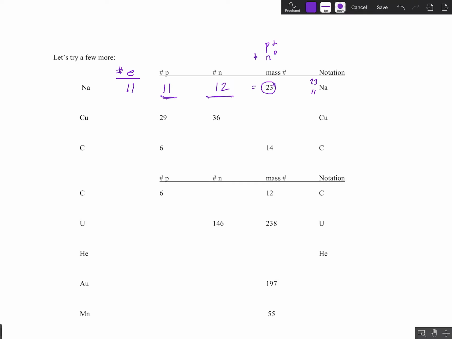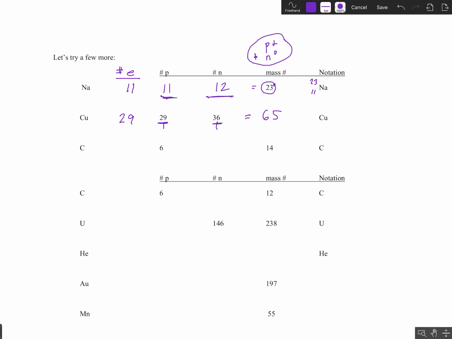All right, let me do another one, and then I'll have you do one on your own, and we'll see how you do. Copper. If you look up copper on the periodic table, its atomic number is 29. That means it has 29 protons. It also has 29 electrons. Now, if I told you that this isotope of copper had 36 neutrons, what would its mass number be? Well, protons plus neutrons equal the mass number, so 29 plus 36 is equal to 65. So the mass number of this isotope of copper is 65.